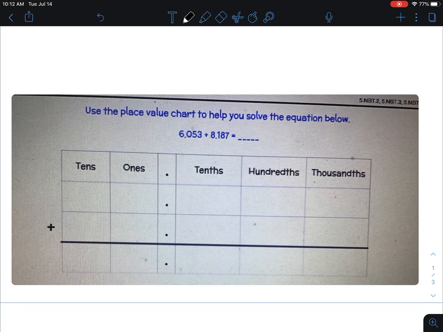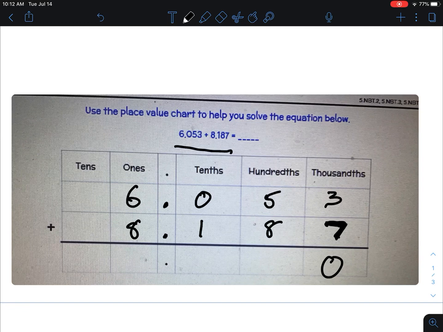Second type of problem you're going to have will look like this, where it's actually, technically it's easier because you don't have to convert anything. These numbers are already in standard form. So all you're doing really is using your place value chart to help you organize your numbers and put them in the right spot. So here, put 6, and there's my decimal, 0.53, 8.187, and then I would just add like normal. Here are the numbers. Right, you end up with 14 and 240 thousandths.